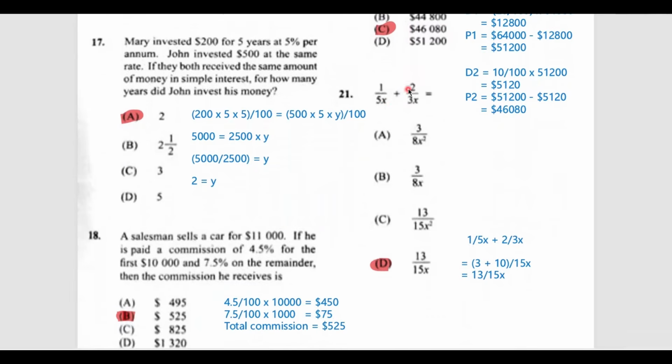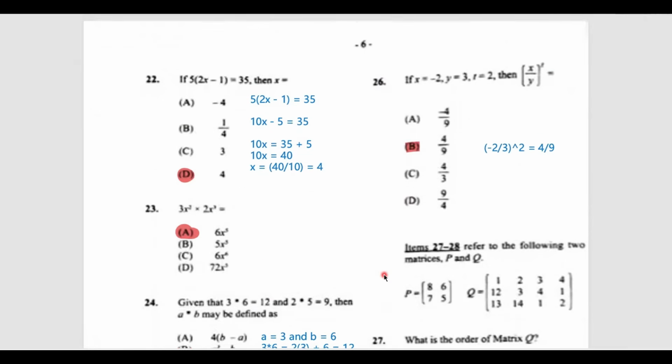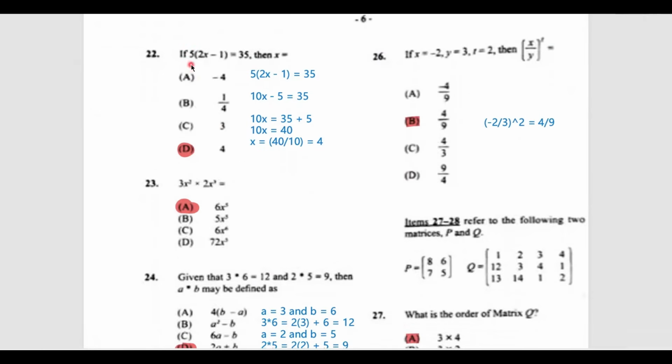21. 1 on 5x plus 2 on 3x. LCM of 5x and 3x is 15x. And I could say 5x into 15x is 3. 3 by 1 is 3. 3x into 15x is 5. 5 by 2 is 10. 3 add 10 is 13 over 15x. That's D.